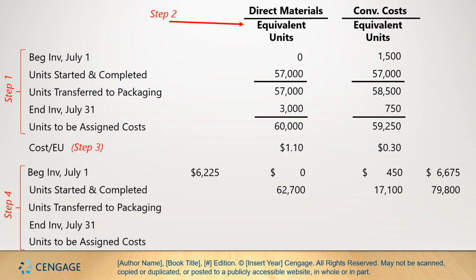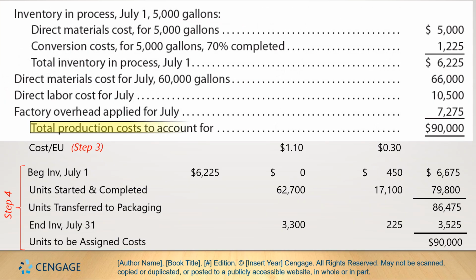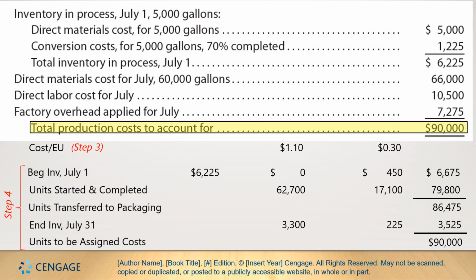The total cost of inventory transferred out, $86,475. Do the same thing for ending inventory. Total cost of ending inventory as of July 31st, $3,525. Total cost accounted for, $90,000. Look back at our cost data, and you'll see that we allocated all of our production costs for the month.